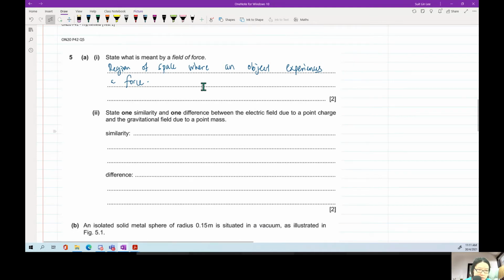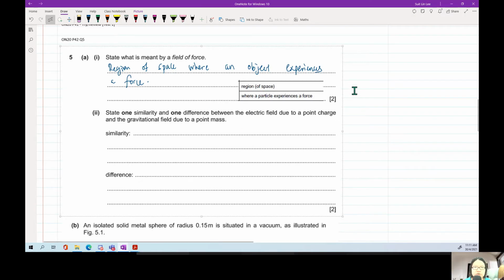So I'll just put up the mark scheme here for comparison. Region of space where a particle experiences a force. This is the general one. Specific will be where you have to add more context.